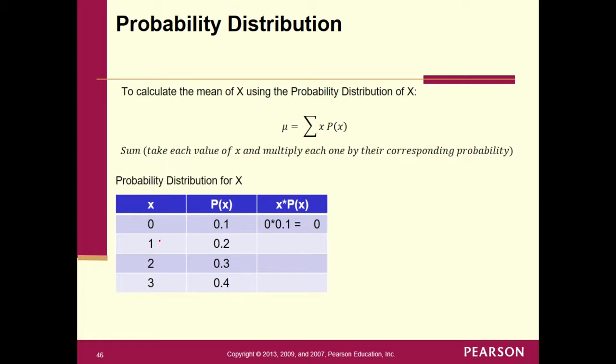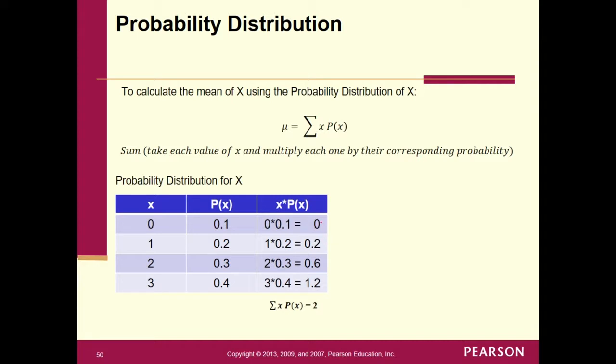Then we go to the next x. We take x, multiply it by its corresponding probability, and we get 1 times 0.2, or 0.2. We go to the next one: 2 times 0.3. So all we're doing is multiplying across here, and that would be 0.6. And then finally, 3 times 0.4, which is 1.2. So we did the hard part. We just did that portion of the formula. What's the last portion of the formula? The last part says, go ahead and add all those up.